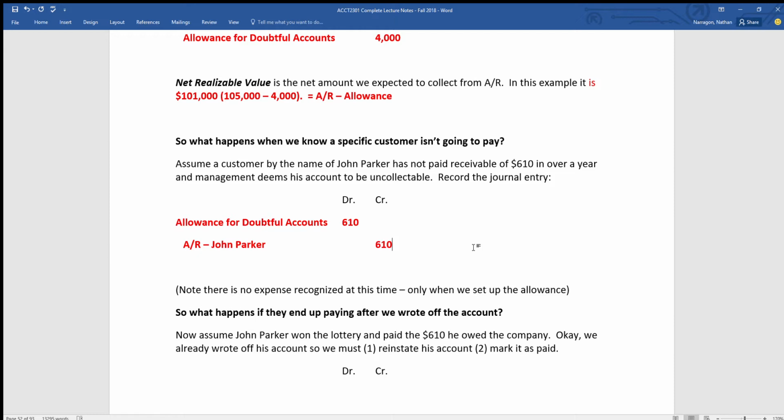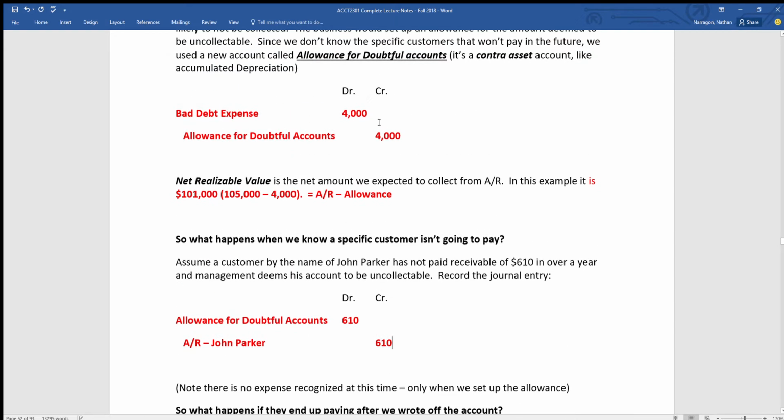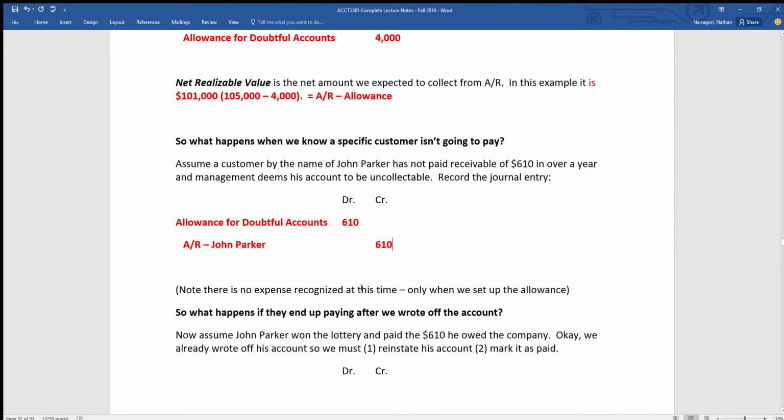But if you look at it, it goes straight from an asset to an asset. We've already set up allowance. Allowance got set up right up here. Okay? So we no longer use bad debt expense. Everything else flows through allowance for doubtful accounts.